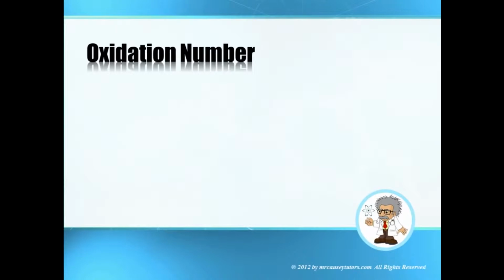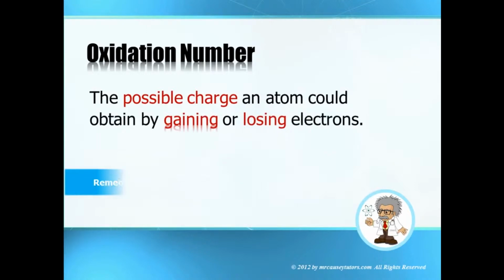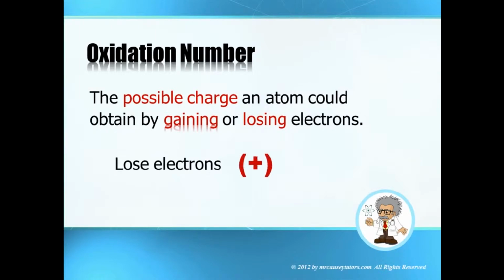Let's look at oxidation numbers. Oxidation numbers are directly related to what we just learned. It's the possible charge an atom could obtain by gaining or losing electrons. Remember, electrons are negative, which means if you gain something negative, you become more negative. If you lose something that is negative, you become less negative or more positive. We just need to keep that in mind. So lose electrons, positive. Gain electrons, negative.